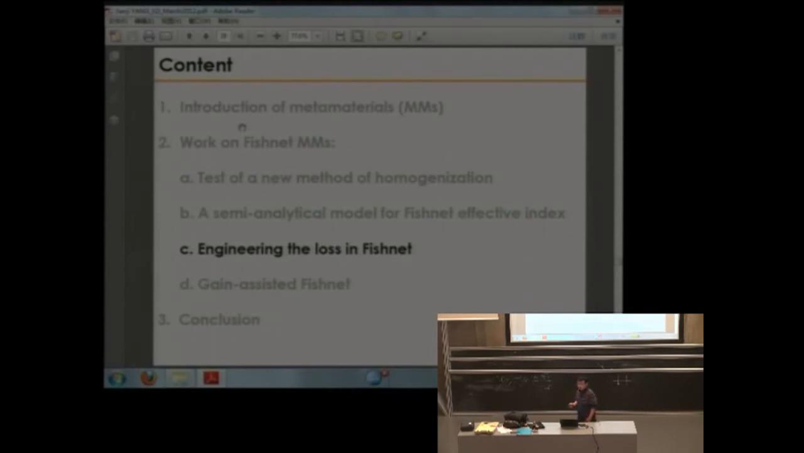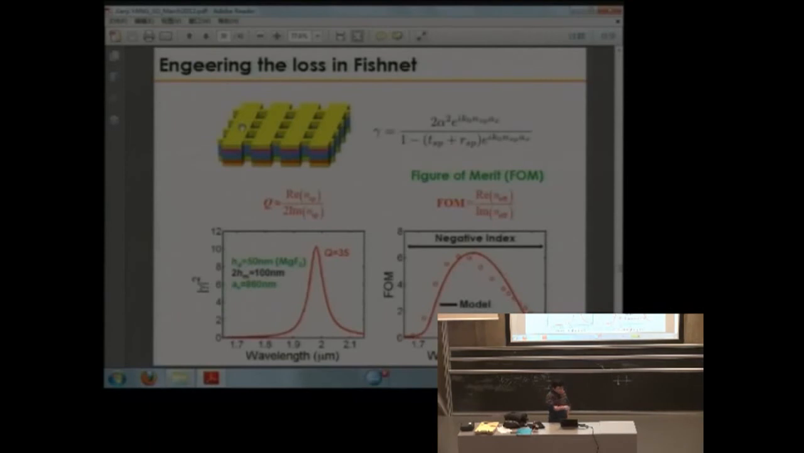The loss is always an important issue in plasmonic structures. We also analyze the loss in fishnet using our analytical model. As we have already understood, the resonance of the gap plasmon is the origin for the broadband negative index in fishnet. So if we can increase the quality factor of this resonance, probably we can reduce the loss in fishnet.